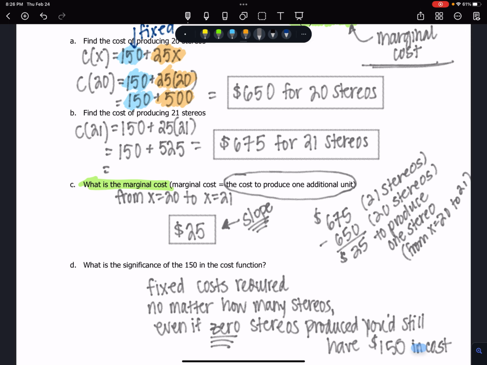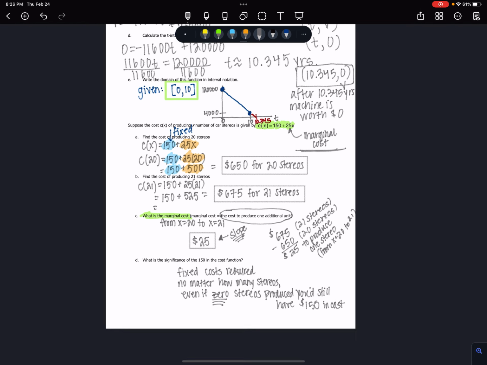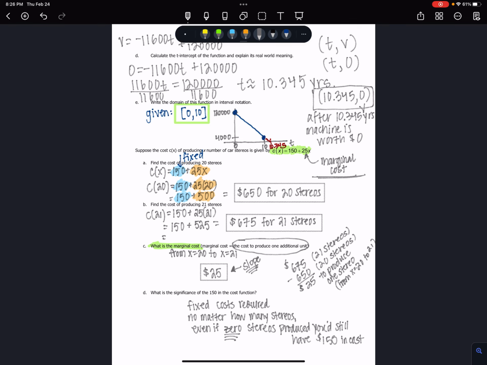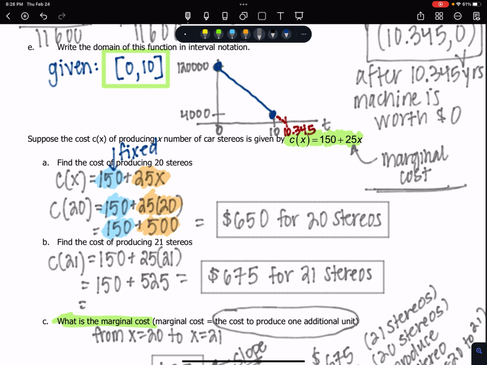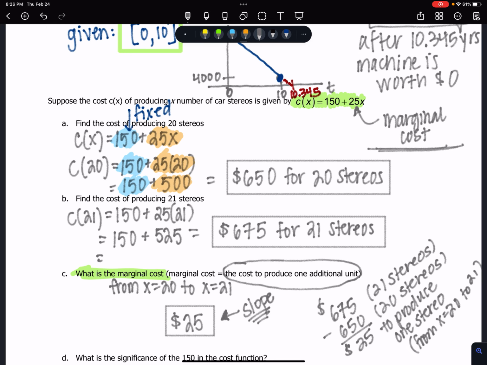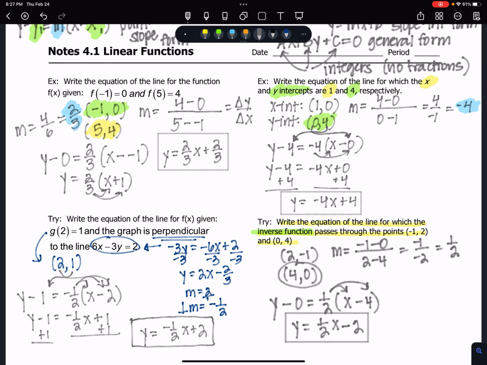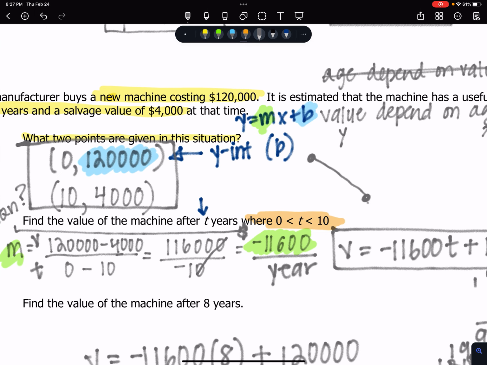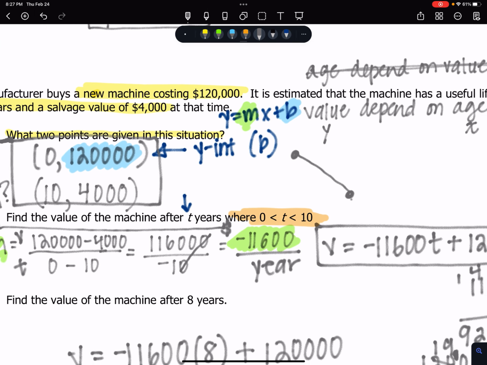So there's 2 types of word problems that you'll have, 2 types of application problems. One where they might give you the function and then ask you to do some calculations, and another where they give you enough information to create 2 ordered pairs and write the function.